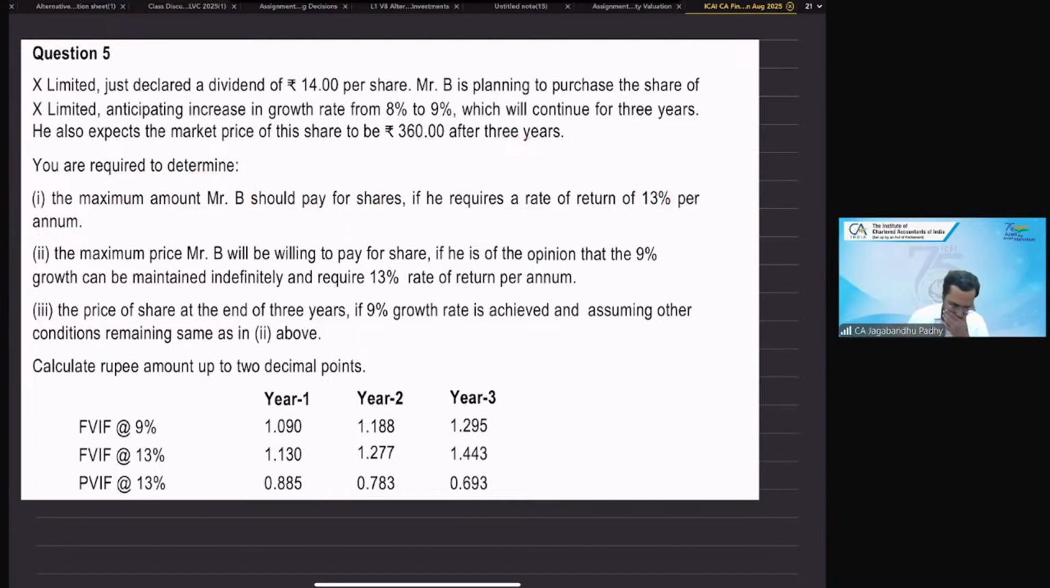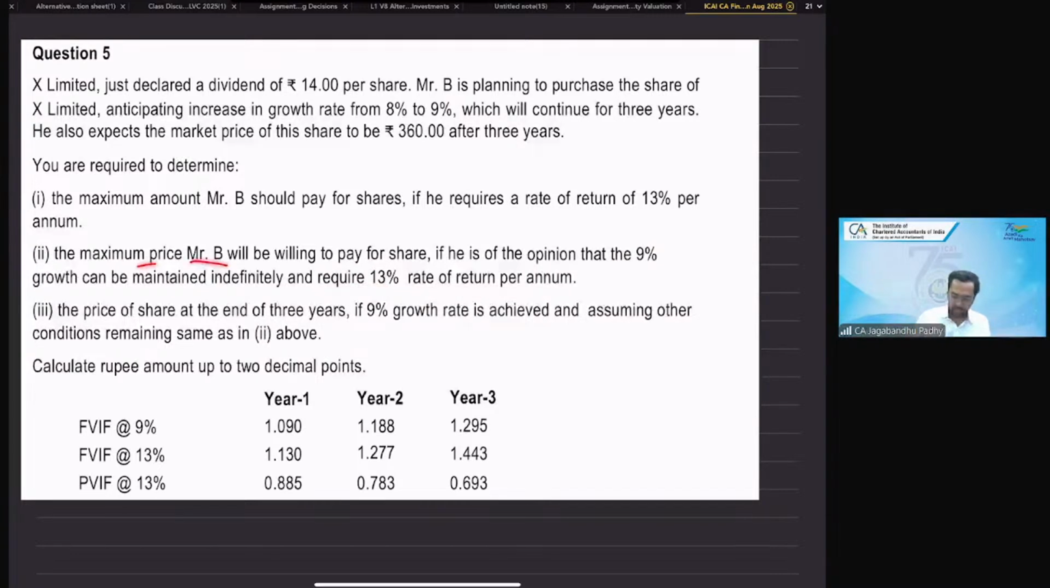So this is one part of it. Then the second part is the maximum price Mr. B will be willing to pay for the share if he is of the opinion that 9% growth can be maintained indefinitely and requires 13% rate of return per annum.